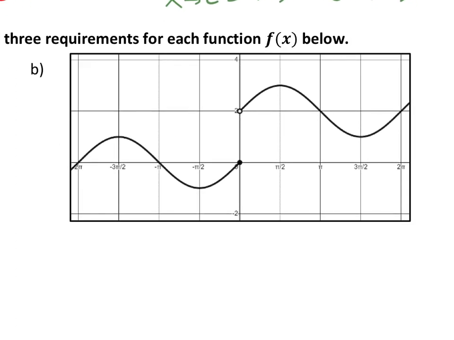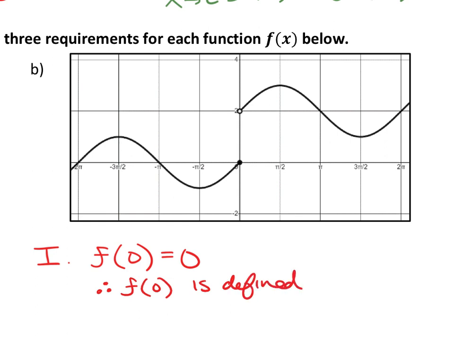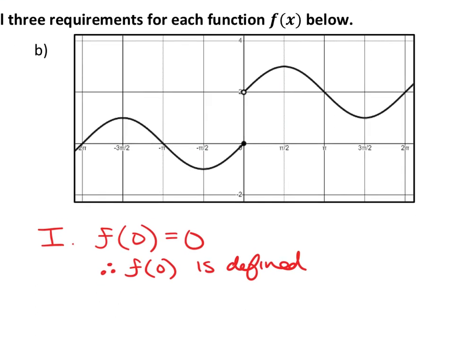Okay, for part B, let's start. We always start with the first requirement. The first requirement is that the function is defined. So if we were to actually look at 0, what does this graph read when x is 0? 0. We look for the closed-in dot. We found the closed-in dot at 0. It's at 0. Therefore, f of 0 is defined, and it's equal to 0. So that's the first requirement. It is met. f of 0 is defined.